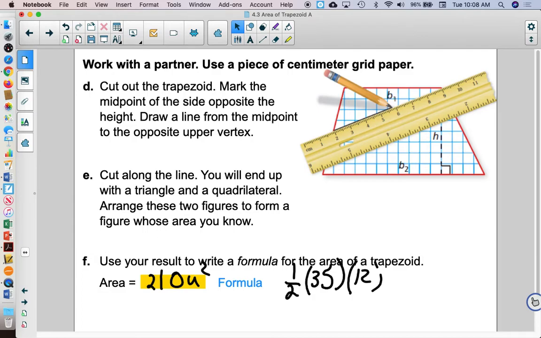And then, this is base 1. This is base 2. Do we agree? All of it together equals the base of the triangle, right? So my formula could be something that looks like this.